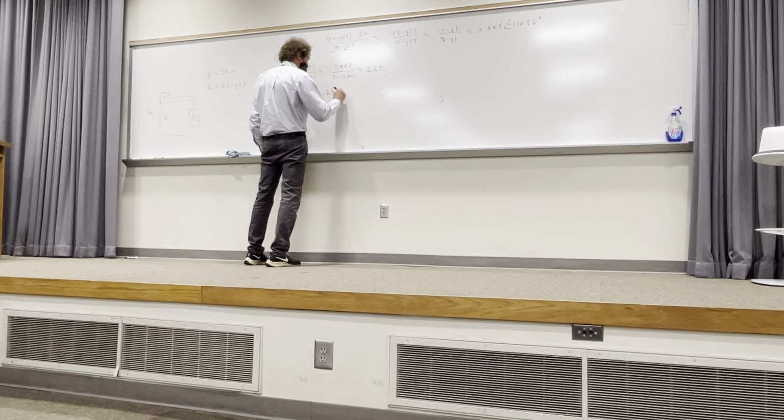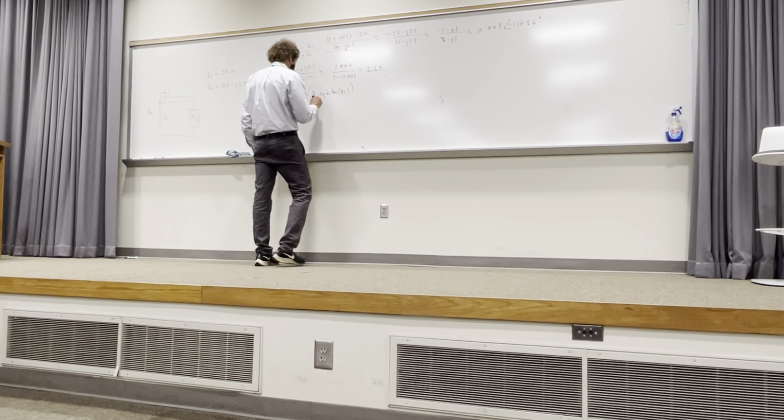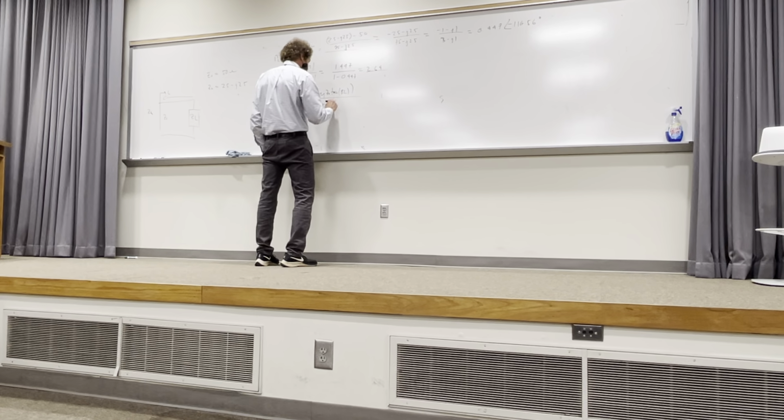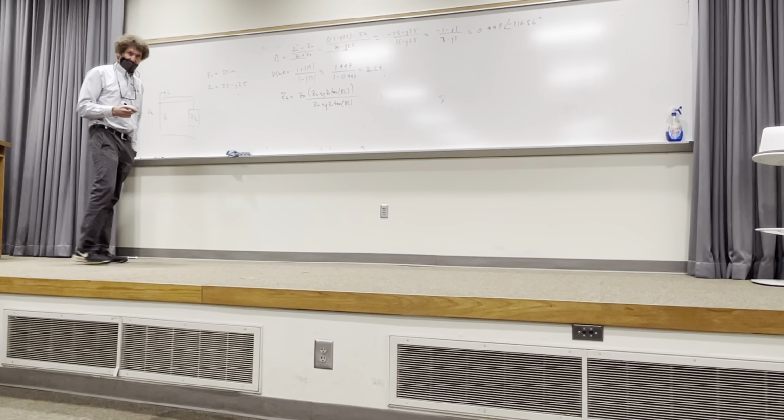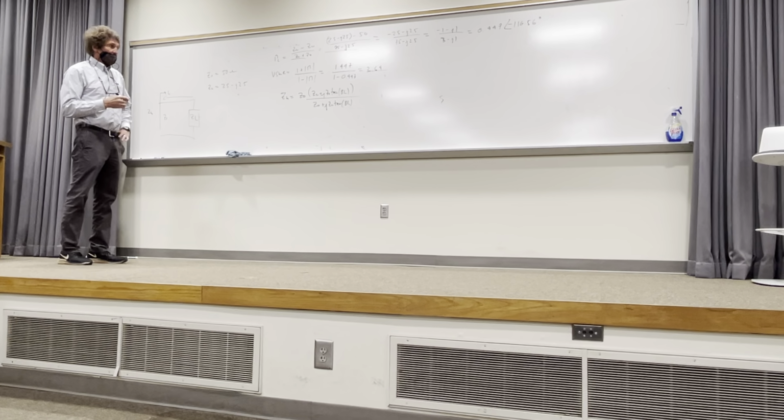tangent of beta L over Z naught plus J ZL tangent of beta L. Now, you all realize that that is the formula that I gave you, I think it was 2 lectures ago, last lecture we talked about it, right? Right? And this is a standard, well, maybe it was 1 lecture. This is a standard input impedance.